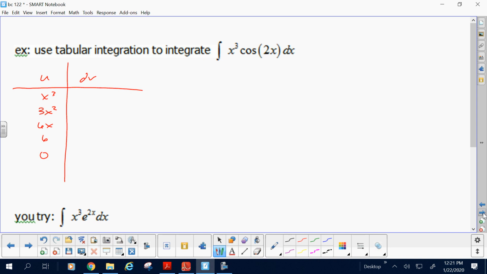Expectation is when you integrate cosine 2x, you're not actually u subbing. It's a mental u sub process that would take forever if you're going to u sub every time you integrated cosine or sine 2x.